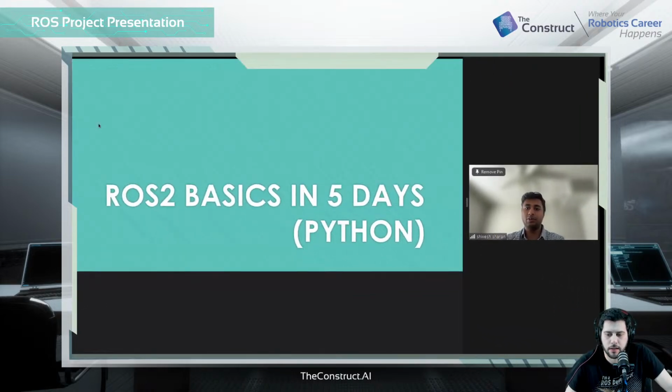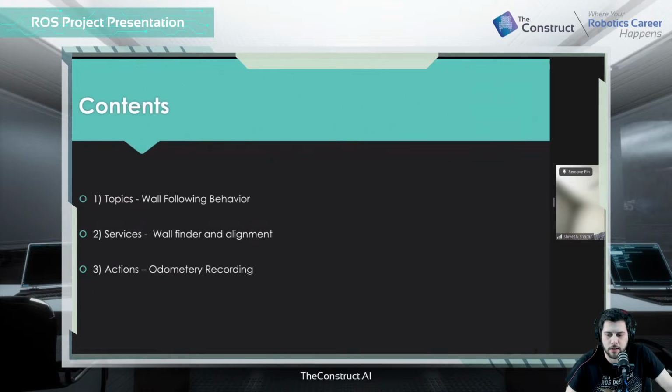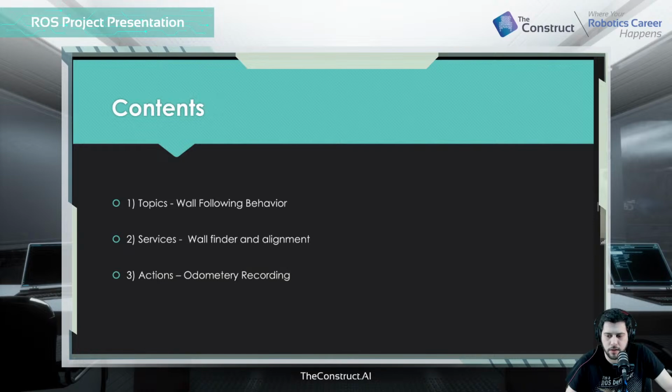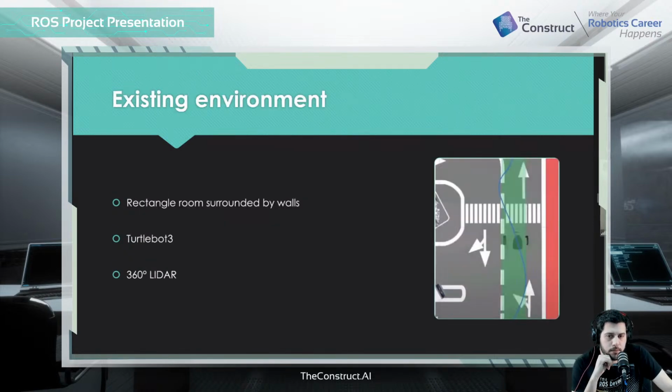So this is my ROS 2 Basics in 5 days Python presentation. The contents of this presentation are divided into three different sections as per the project itself. The first section is the topics, the second is the services, and the third is the actions. The topics are used for the wall following behavior, and the services we have used for the wall finder and the alignment part, which is section 2. Section 3 is actions, which is used for the odometry recording. And this is the current existing environment of the robot.